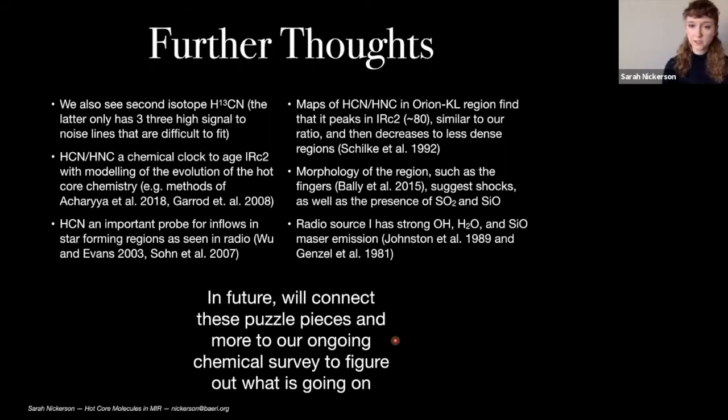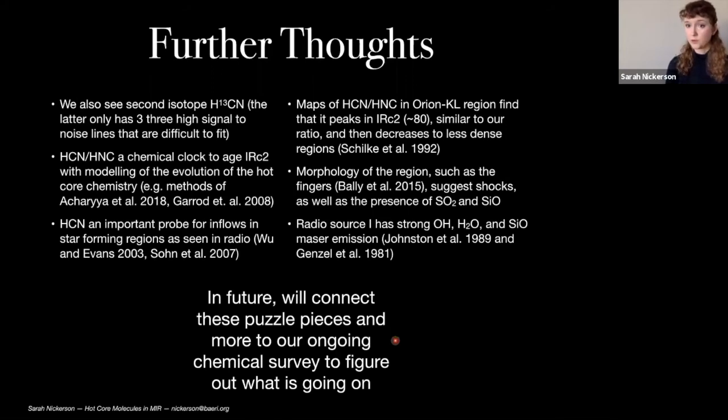So Schilke et al. 1992 were able to map the ratio of HCN and HNC in the entire Orion KL nebula. And there they found that the highest of the ratio was in IRC2, which peaked at about 80, which is similar to the number we get, 60. And then it decreases into less dense and colder regions away from there.